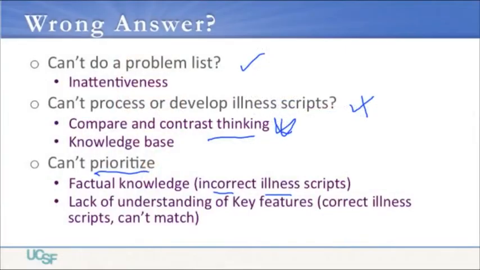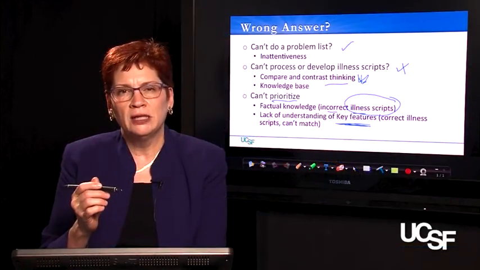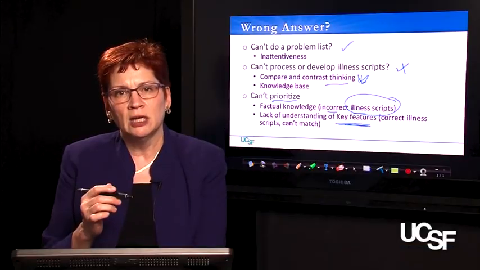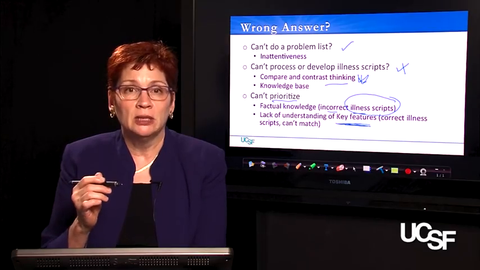Now, sometimes people get the right illness scripts, but find it difficult to let go of some of the features. And so a lack of understanding of key features might be another reason someone can't prioritize. And so these people work best if you take them back to the Venn diagrams and show them how diseases interrelate around a particular syndrome.